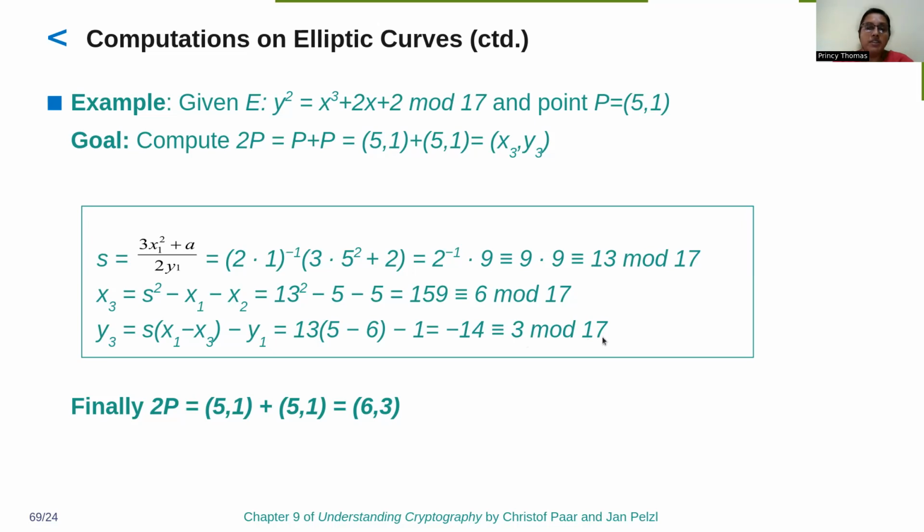These are the modular arithmetic rules. By now, I hope you know all those rules. So in effect, we have x3 is equal to 6 and y3 is equal to 3. So 2P is equal to (6, 3).